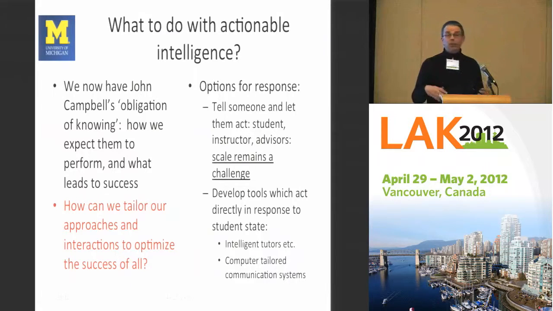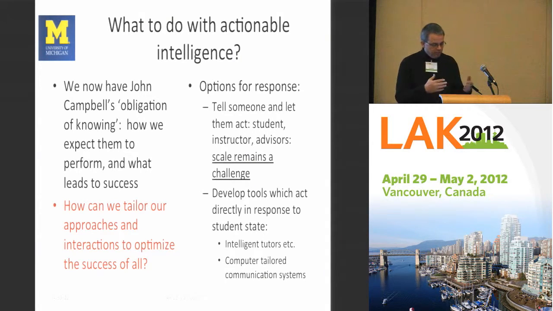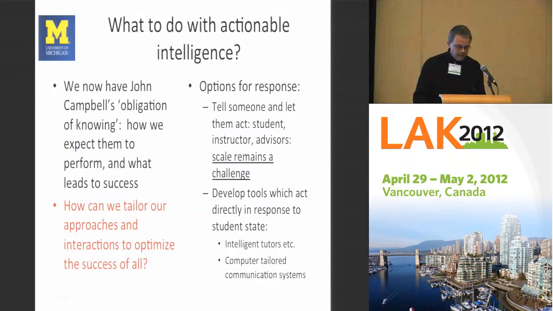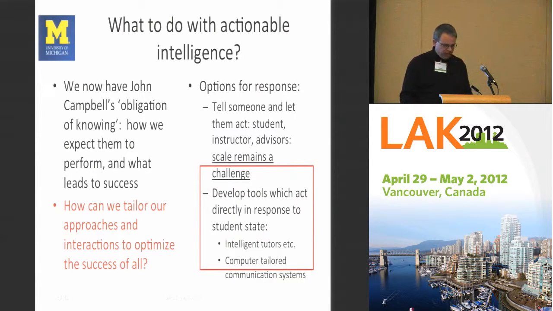One of them is to tell a person. Right? So many intervention approaches involve warning an advisor that a student is at risk, or telling an instructor that they should talk to this particular student, or telling the student themselves. Telling people remains a real challenge at many institutions because there just aren't that many people available. I don't have 700 people to act as mentors for each of these students. So the other option is to develop tools which act directly in response to the state of the student.